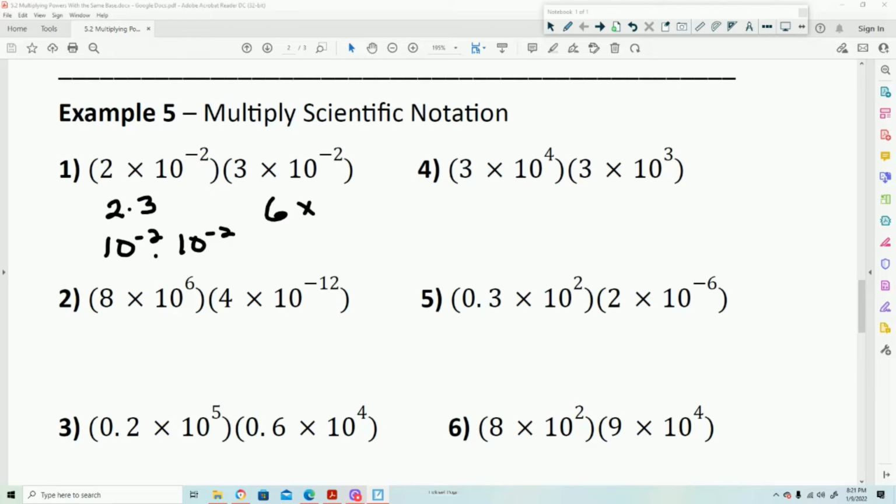Now the beautiful thing about this is when you have negative exponents with scientific notation, you don't have to flip it or do anything like that. You just write the negative exponent. Okay, so our final answer here is 6 times 10 to the -4. That's it. We multiplied like things together.